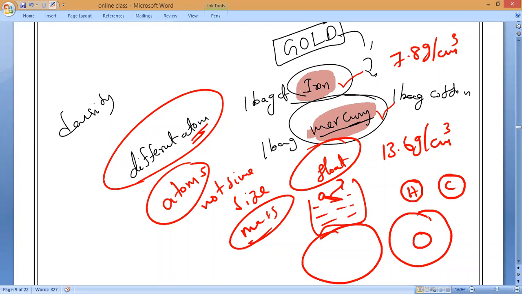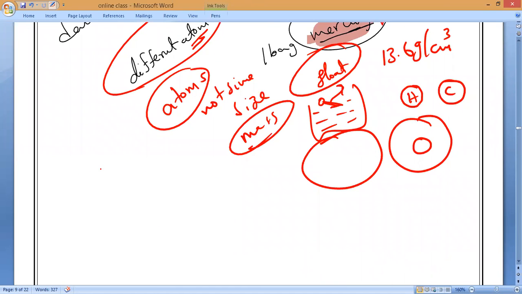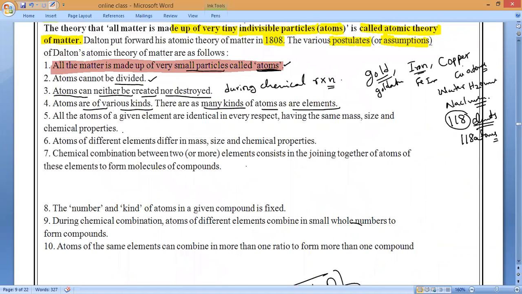So the size of atoms is not the same, and the mass of atoms is also not the same. For example, one carbon atom is equal to 12 hydrogen atoms in mass. Who has more mass? Carbon. We will study that in this chapter. So their mass is not the same, and their size is also not the same. That is the fifth point.